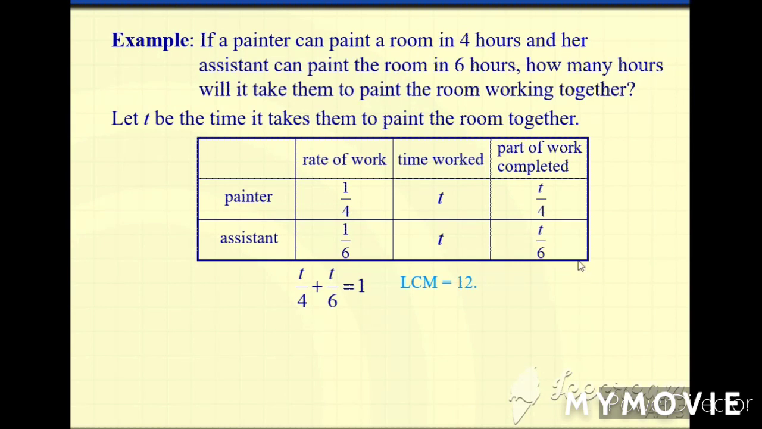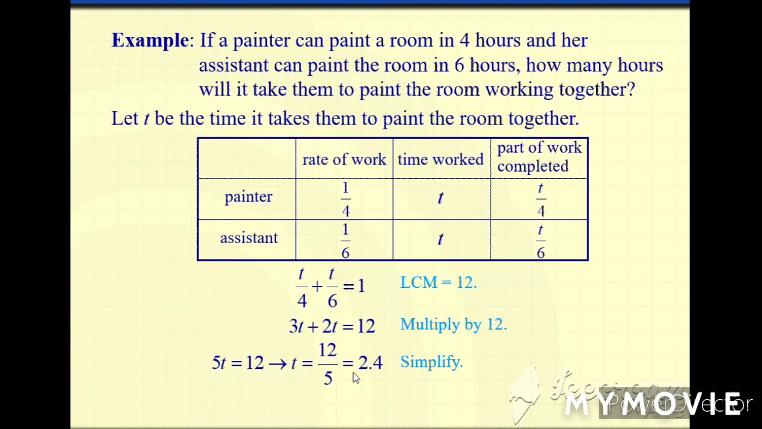Therefore, to write the equation using rational, T over 4 plus T over 6 equals 1. So our LCM is equal to 12. When you multiply both sides by 12, 12 divided by 4 becomes 3T, plus 12 over 6, that is 2T, equals 1 times 12, 12. So therefore, our equation, 5T, because 3T plus 2T equals 5T, equals 12.